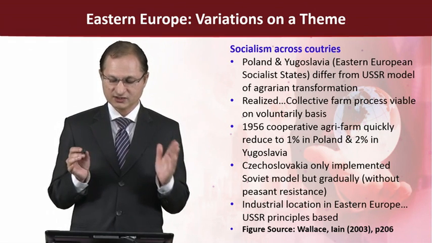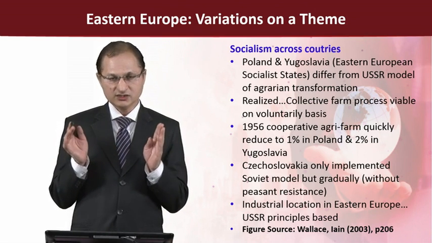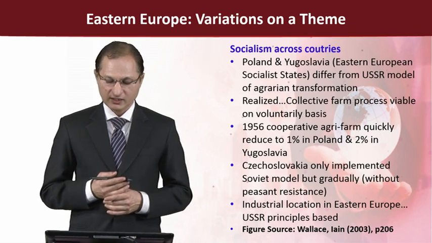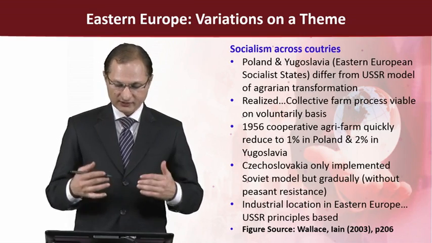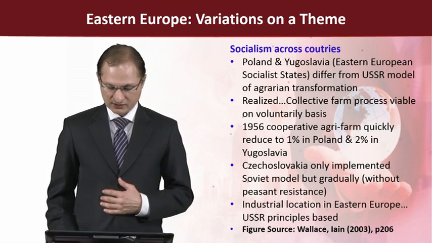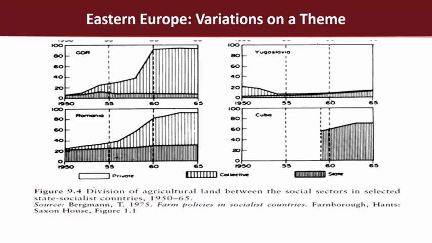Then, industrial location in Eastern Europe was based on USSR principles, because whatever principles the USSR established for the industrialization process, Eastern Europe followed the same principles for industrial location. We can try to understand the whole picture regarding these socialist states by looking at the division of agricultural land among the social sectors in selected states.